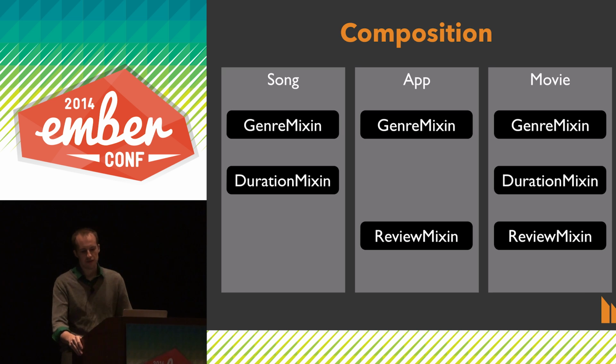So this is kind of the breakdown of the different Mixins these things are using, because it turns out you can't get reviews for a song because there's not even a page for a single song on iTunes. You actually see the song always in the context of an album. But apps and movies have reviews, and so you can kind of see how different things are using it. There's tons of these Mixins throughout the app.